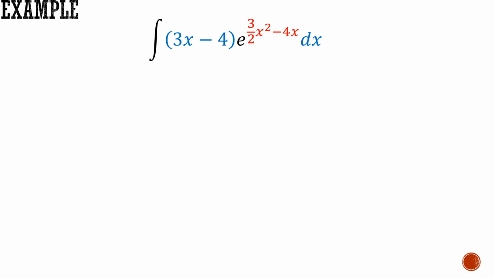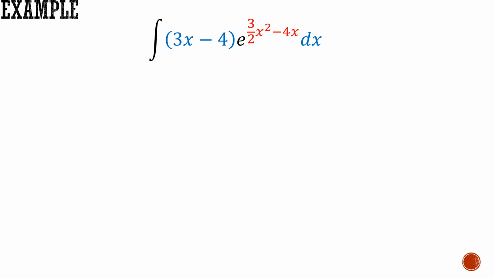All right, so next example, we have the integral of (3x minus 4) e to the (3/2 x squared minus 4x) dx. Now, I have it color coded, and I'll show you why in a second. But just note that those colors do mean something. All right, so here's our example.